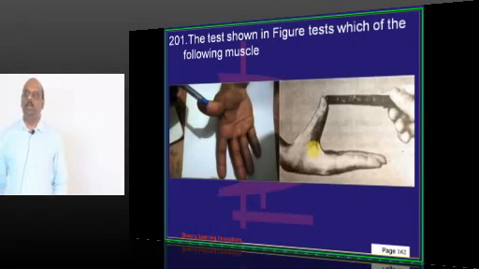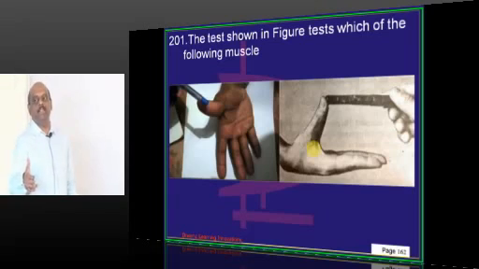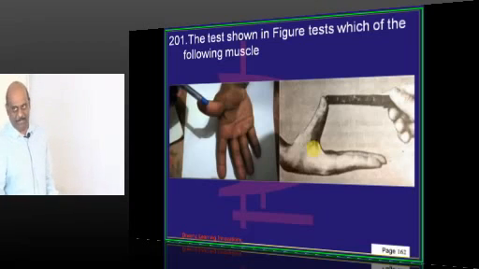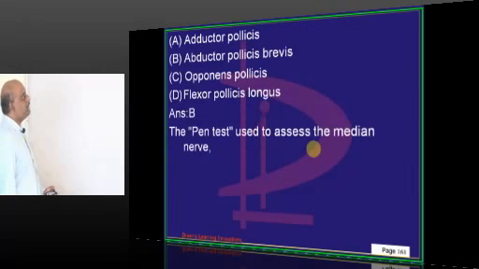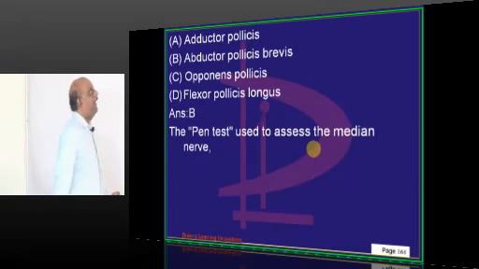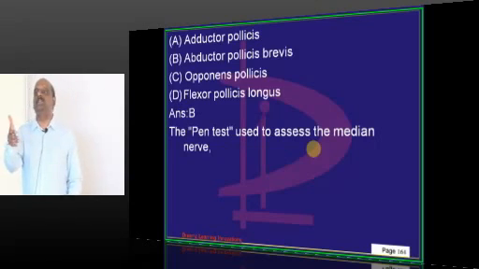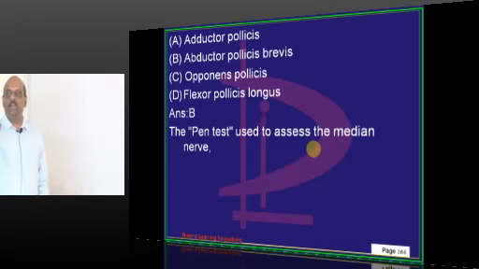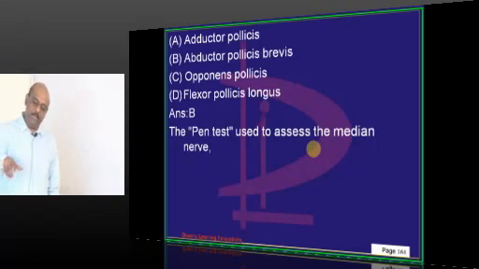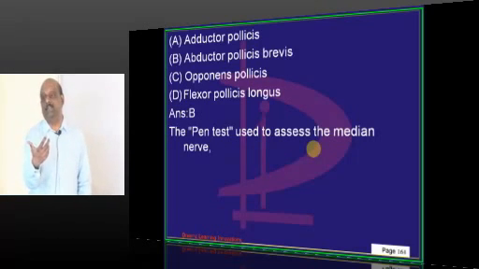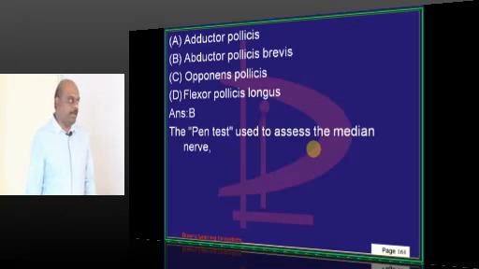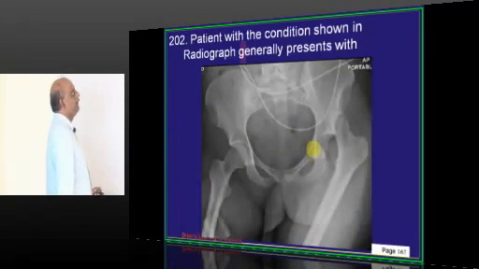Now in this test shown, the person is raising the thumb and trying to touch the pen. What is this called? Pen test. Typically the pen test is a test for the median nerve, and it tests the abductor pollicis brevis. Whenever you are trying to touch the pen with your thumb, the abductor pollicis brevis is functioning, and that is supplied by the median nerve. That is what you need to remember.